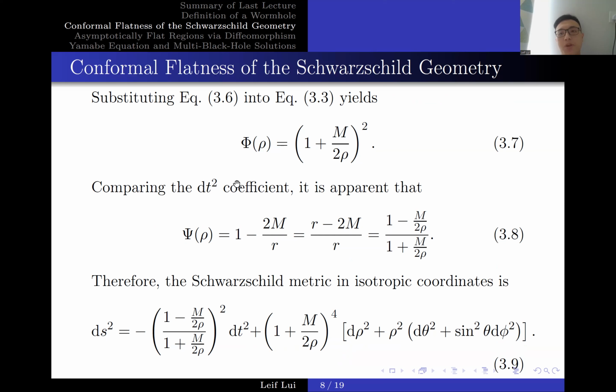Similarly, we can do the same with capital psi and compare the dt squared coefficients. Doing so, it is apparent that capital psi as a function of rho is simply 1 minus m over 2 rho over 1 plus m over 2 rho. So this is another relatively nice function. Therefore, we can write the Schwarzschild metric in terms of this new radial coordinate rho. By doing so, this is called the isotropic coordinates.